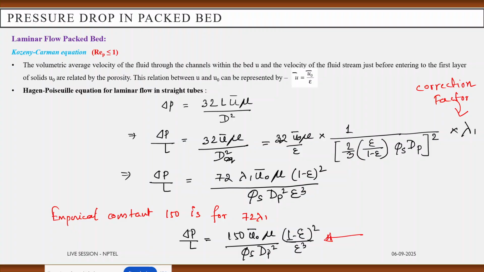This one is very important to understand. The equation that we are talking about is known as the Kozeny-Kármán equation. And most importantly, it is only applicable for low Reynolds number. This equation is focused only on the viscous loss.